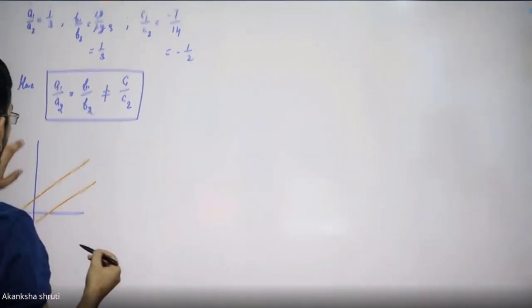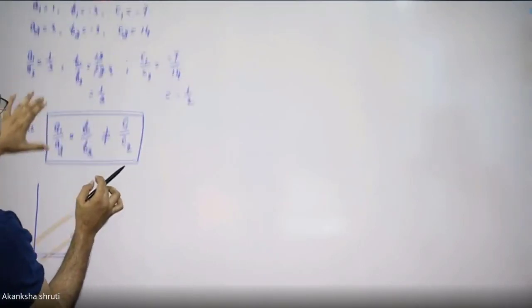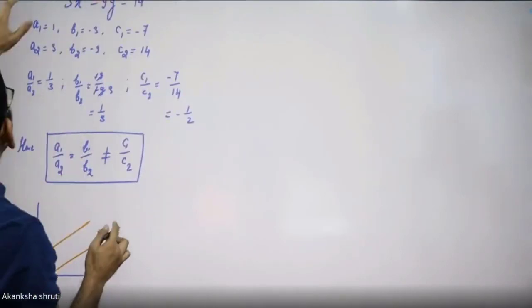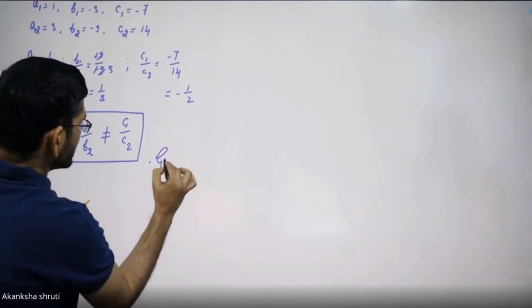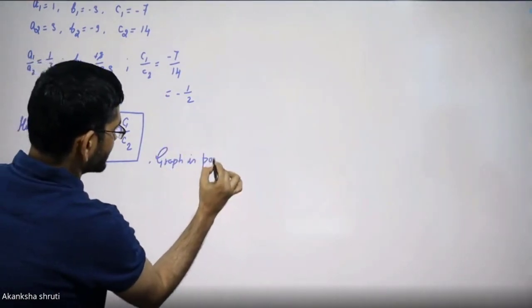So we have to write one thing more. The condition for the two equations which cannot be solved is this one, and their graph is parallel lines.